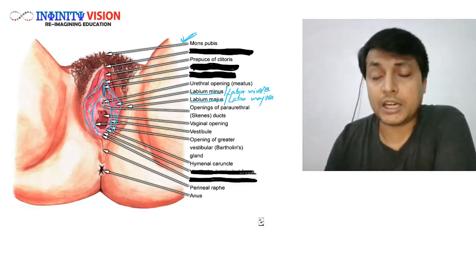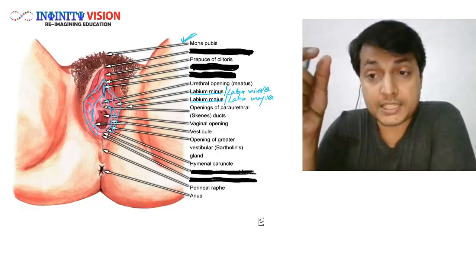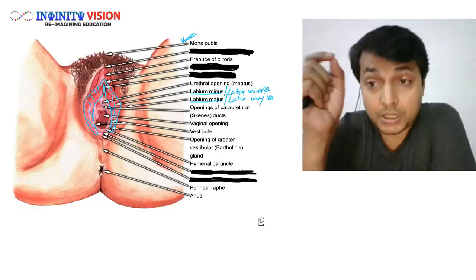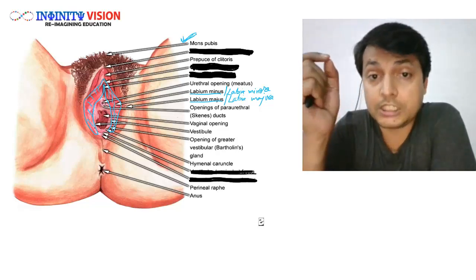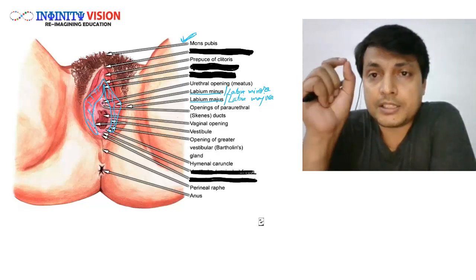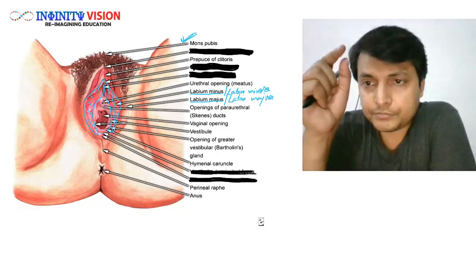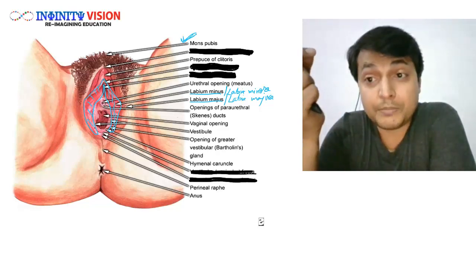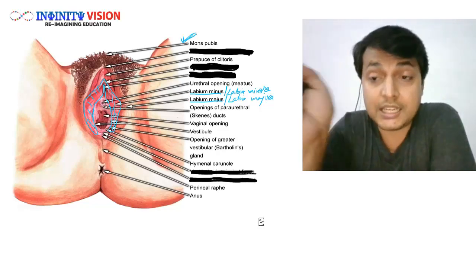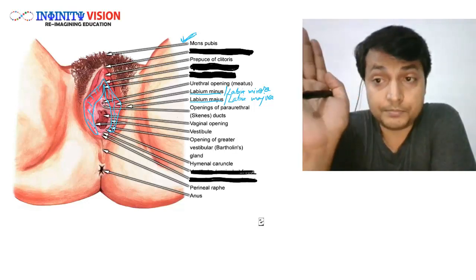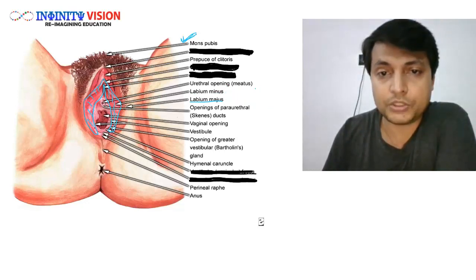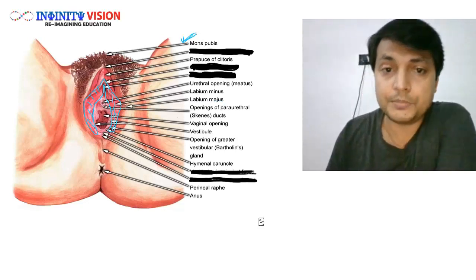So there are these two folds of skin. The outer one is called labia majora and it has a stratum corneum over it. There is presence of pubic hairs on it. On the inner side there is this fold of skin called labia minora. It is more reddish in color because there is no stratum corneum, no dead layer on it. It is more sensitive and it has no pubic hairs. So these are two labia or lip-like structures, labia majora and labia minora.